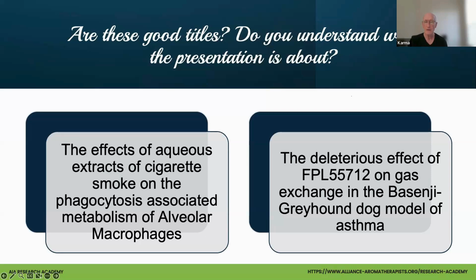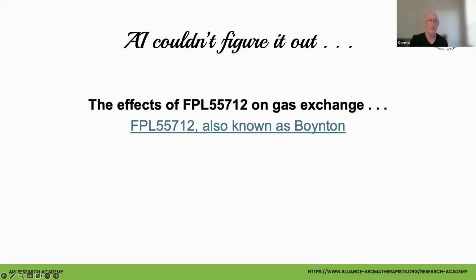That's actually what it is, an experimental drug from a pharmaceutical company. I actually asked AI if they knew what FPL 55712 was, and next slide, you get the answer. FPL 55712, also known as Boynton. So even AI doesn't know what it is. So that was not the ideal title. Next slide.